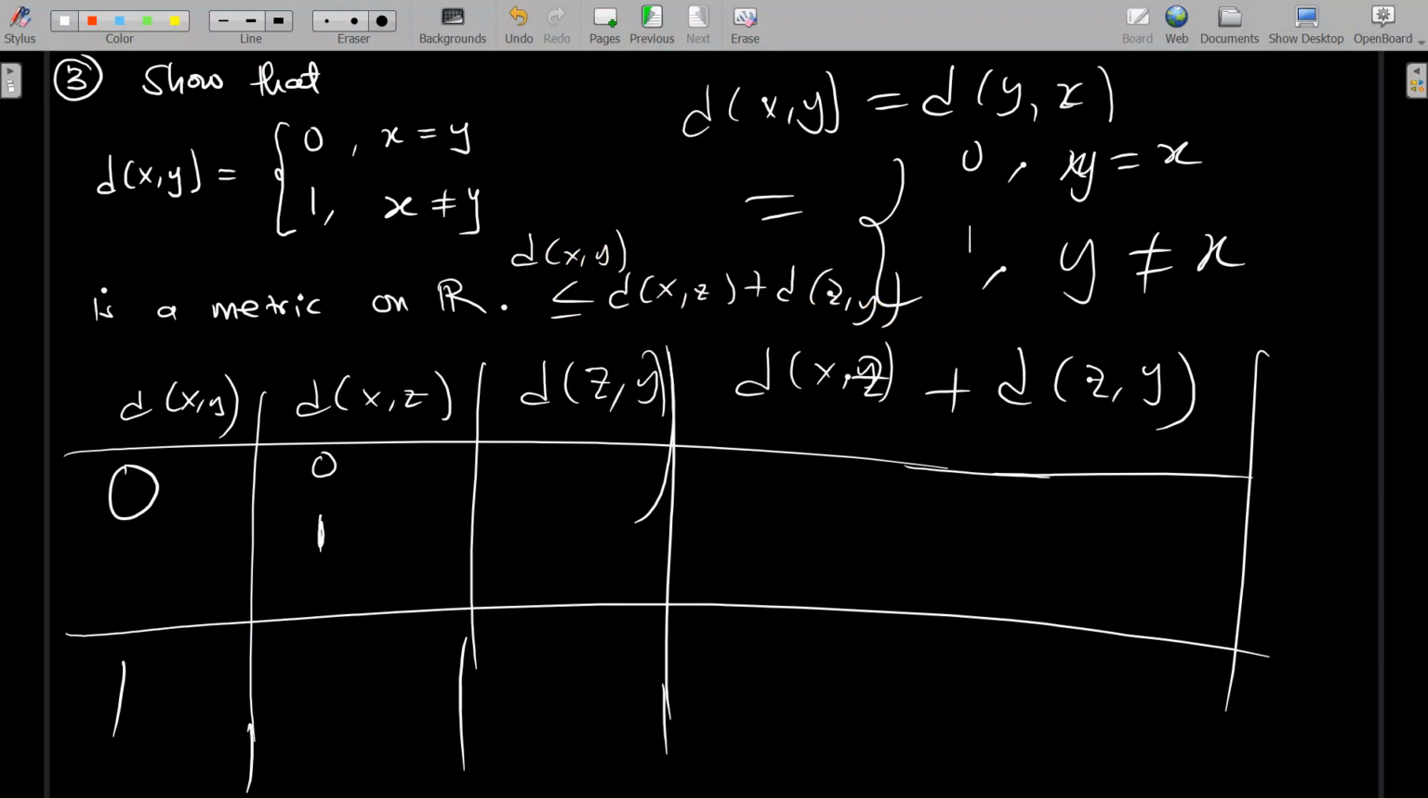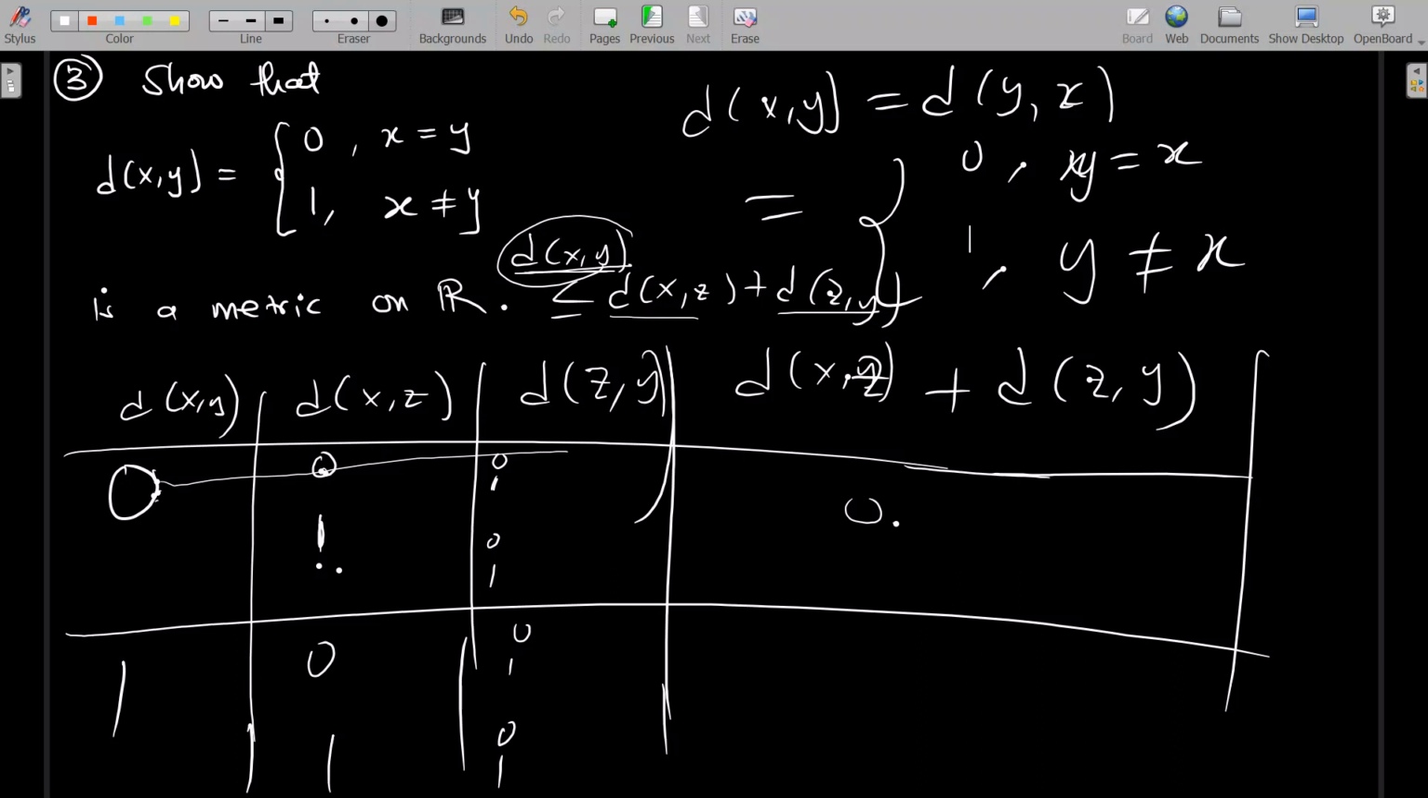So you want to show that indeed whenever you have this, it's less than or equal to the summation of these two. So whenever this is 0, it can match against d of xz, which can be also 0 and 1. So 0 can match 0 and 1, and this 0 can also match 0 and 1 here, and this can match 0 and 1 here. So this is how you go about it: 0 and 1, then 0 1 0 1. So when all of them are 0, the sum will be 0, and indeed 0 will be less than or equal to 0. I don't know if you get it.